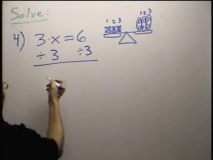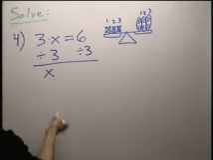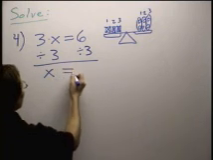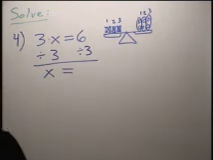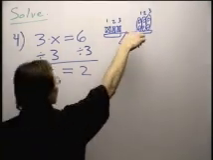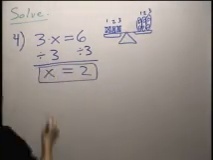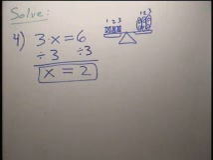All right, 3 divided by 3 is 1. So we have 1 times x, or x. 6 divided by 3 is 2. And there are 2 items in each box, as we said before. The solution is x equals 2.